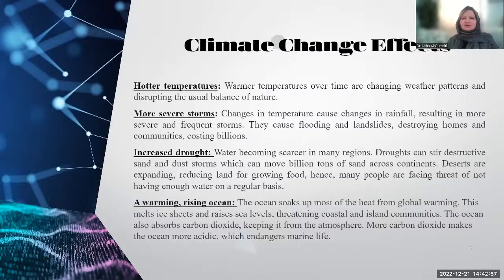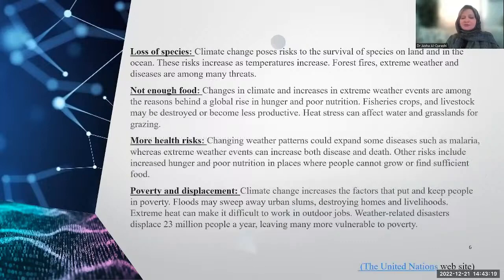The increase in water levels of oceans and seas affects a lot of coastal areas, and it was predicted that some of the islands might disappear in the next few decades. Warming, rising oceans, and loss of species: because of the temperature increase, weather is affected, and some species won't be able to live under the new circumstances. There's not enough food because there are more floods destroying farms, and more droughts, which also affect agriculture. And there are more health risks. The weather patterns could expand some diseases, and the diseases can increase the number of deaths.